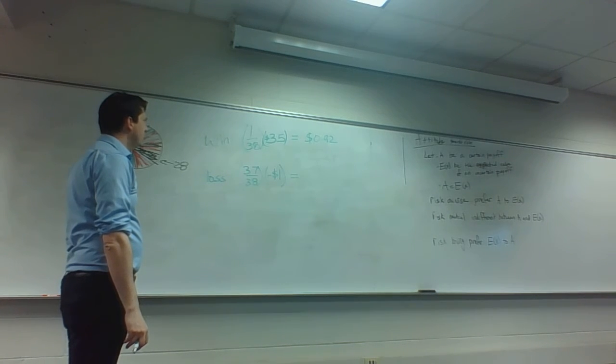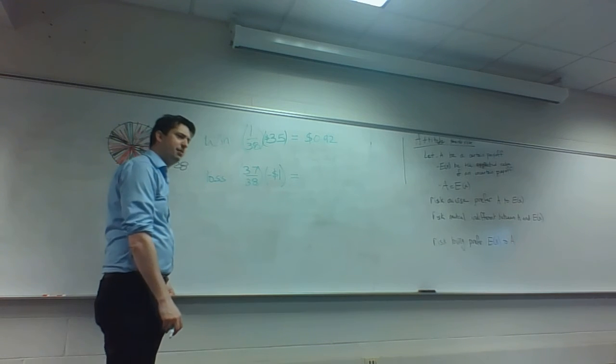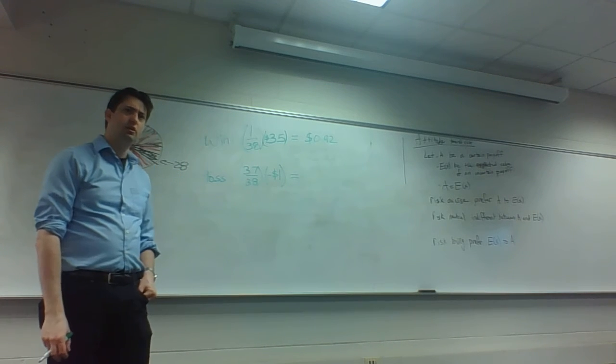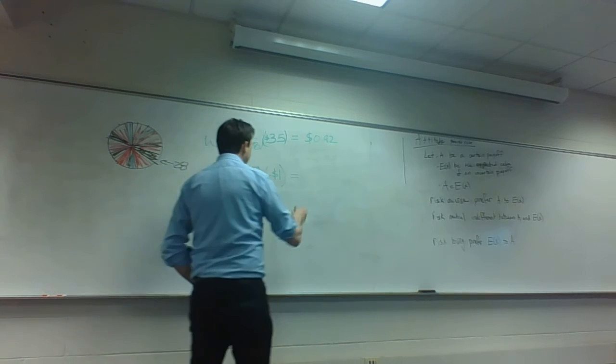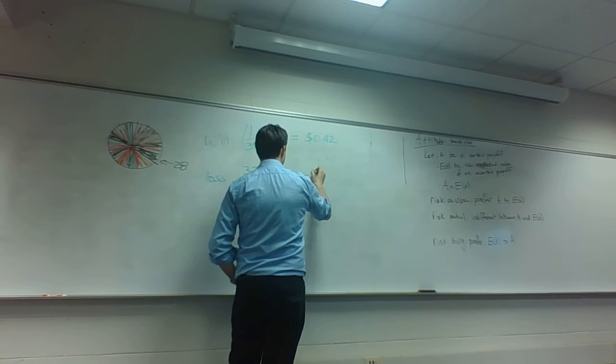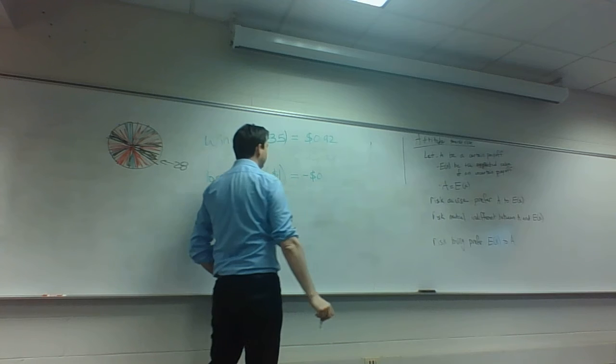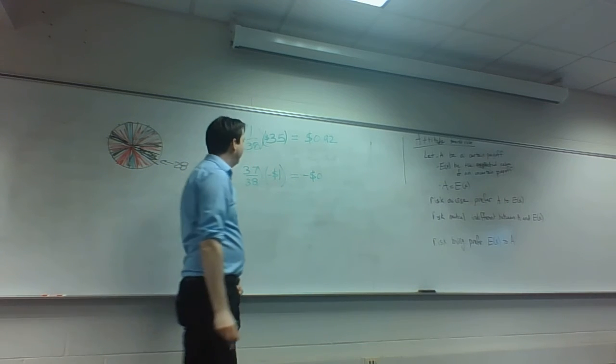What would that be? Does anyone know? What is 37 divided by 38 times -1? Obviously, it's going to be negative. Anyone know? 0.97.